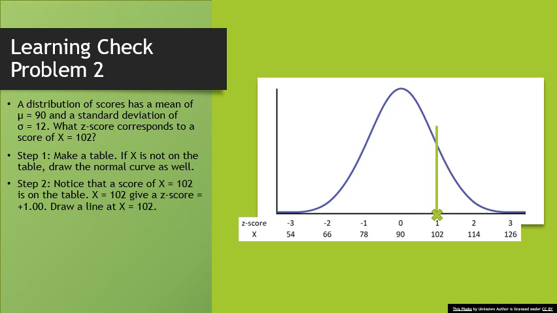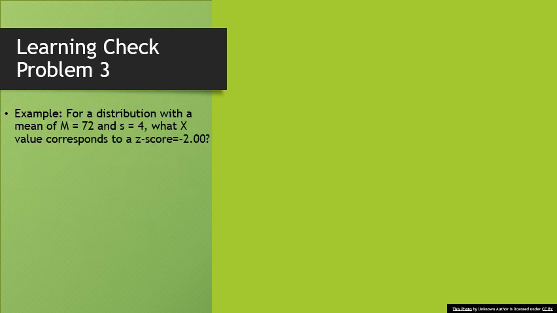Notice that a score of 102 is going to give you a z-score of 1.00. You can verify this with the formula, x minus the mean over standard deviation. Plug in your numbers, you still get 1.00. So that's your answer. All right, learning check problem 3. Pause the video.